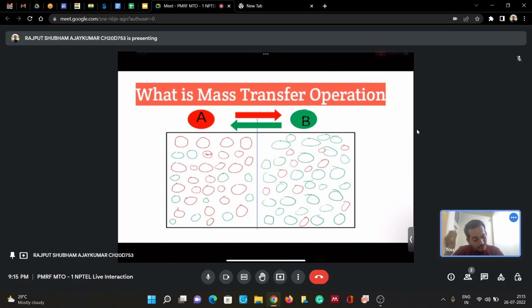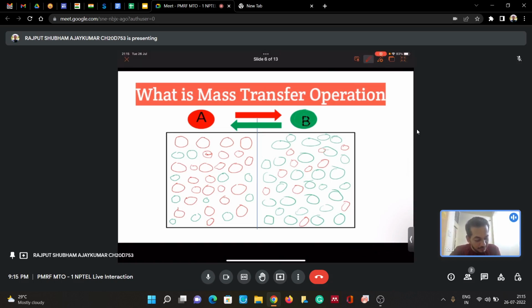So here, if you can see, there is a boundary. This is what we call a boundary, or a membrane. If you can see, here I have shown two different molecules. We consider A as one molecule and B as the second molecule. If I place a membrane in between, these two molecules will be separated by the membrane, so there will be no transfer of mass between them.